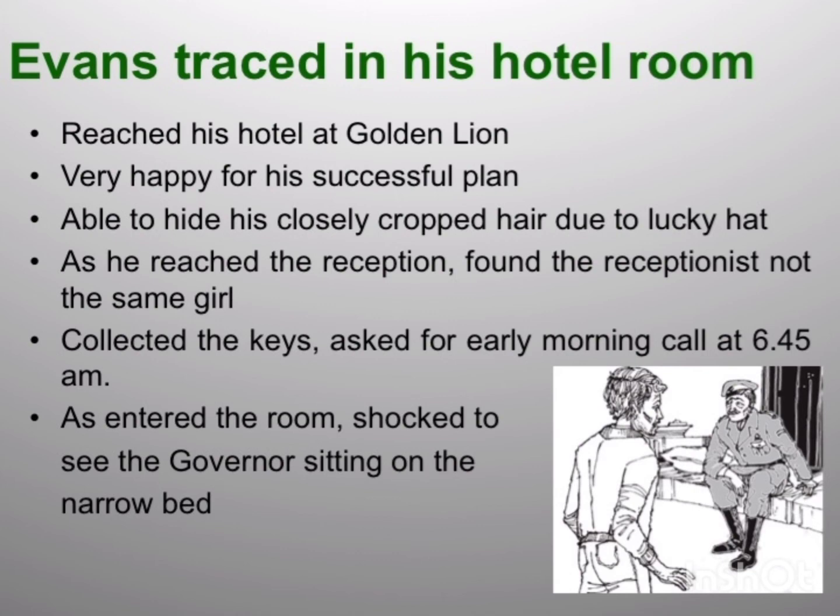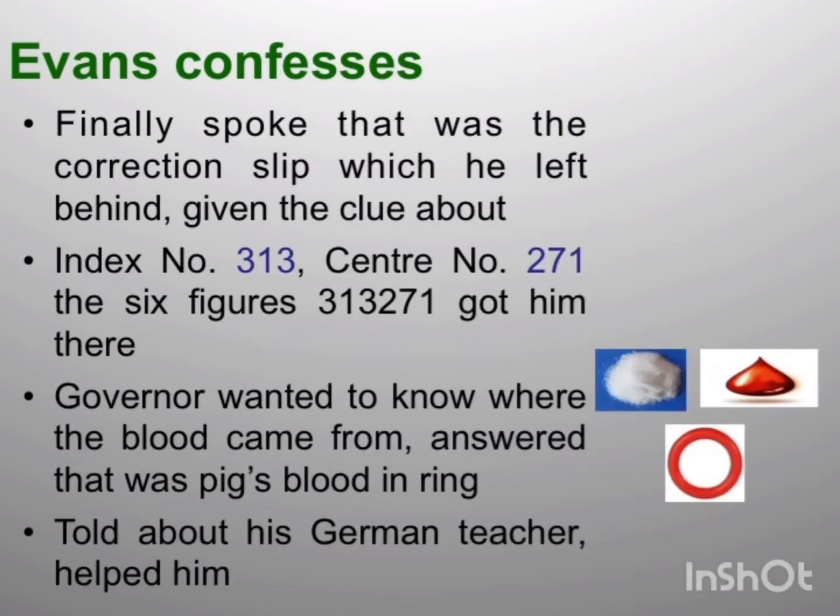He was shocked to find the governor sitting on his narrow bed. Evans was visibly shaken. He confessed that the correction slip had ruined him. The correction slip provided the name of the hotel and the exact time the exam started. Evans asked the governor how he knew which Golden Lion it was.